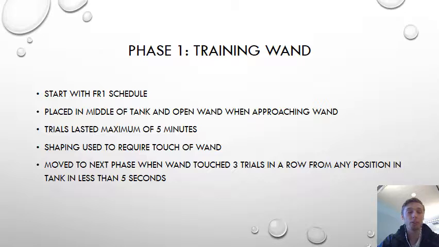He had 2 trials reaching the max duration, and then on the 3rd trial he managed to contact the reinforcement, which then caused a sharp decrease in latency of approaching the training wand. I moved to the next phase when he touched the wand for 3 trials in a row from any position in the tank in less than 5 seconds. So I want to make sure that, as soon as I put the training wand in, he knows exactly what he's got to do.